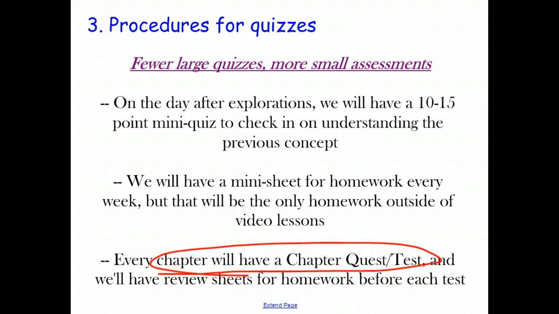But primarily, on the third day, the day after the explorations of a concept, you're going to have a 10 to 15 point mini quiz. And basically what that does is just check in on your understanding of the concept.